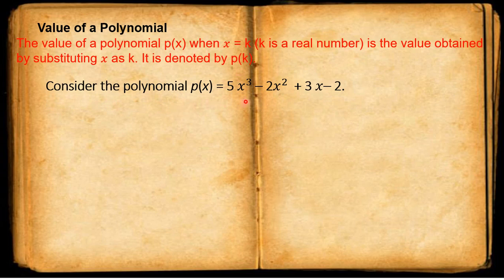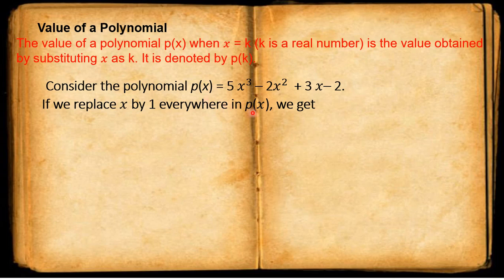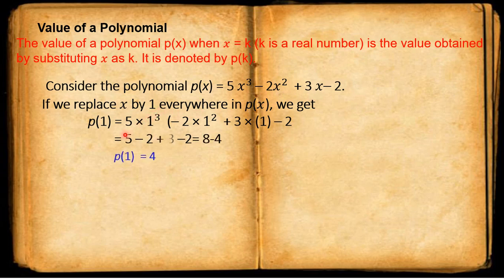We can understand this by an example. If we have the polynomial 5x cube minus 2x square plus 3x minus 2, now when we take x equal to 1 in this polynomial p of x, then what will be the next step? Yes, p of 1 is 5 into 1 raised to the power 3 minus 2 into 1 square plus 3 into 1 minus 2. Where we have x in this polynomial, in place of x we have to write 1, and then when we solve we get 5 minus 2 plus 3 minus 2, so it becomes 5 plus 3, 8, minus 2 minus 2, minus 4, so 8 minus 4 equals 4.